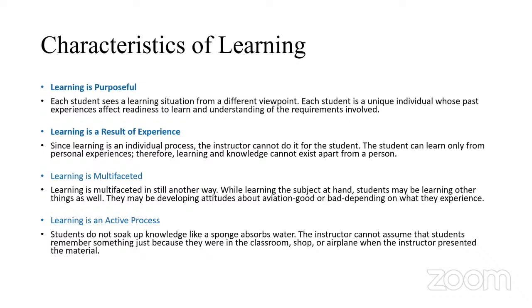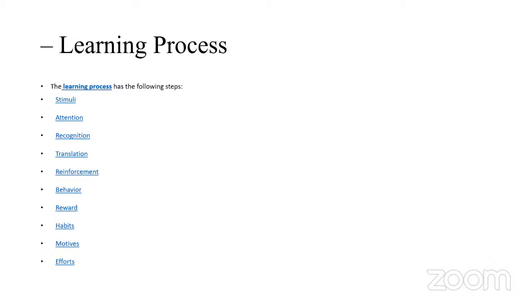Next one is learning is an active process. That means, see, the emphasis of learning lies on the student, not on the teacher. A teacher cannot assume that, okay, I will teach perfectly, whether the student pays attention or not, the student will still learn all these things. No, it is not like that, right?